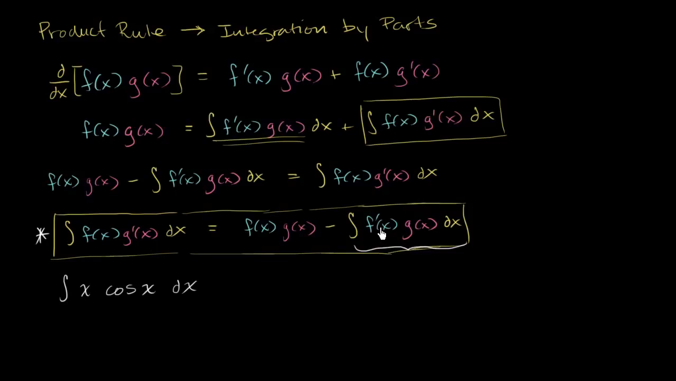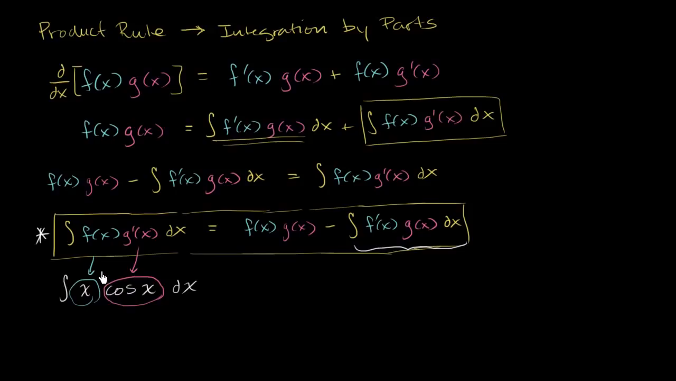And here we have the derivative of f of x times g of x. So what you want to do is assign f of x so that the derivative of f of x is actually simpler than f of x, and assign g prime of x so that if you were to take its antiderivative, it doesn't really become any more complicated. So in this case, if we assign f of x to be equal to x, f prime of x is definitely simpler. F prime of x is equal to 1. If we assign g prime of x to be cosine of x, once again, if we take its antiderivative, that's sine of x, it's not any more complicated.